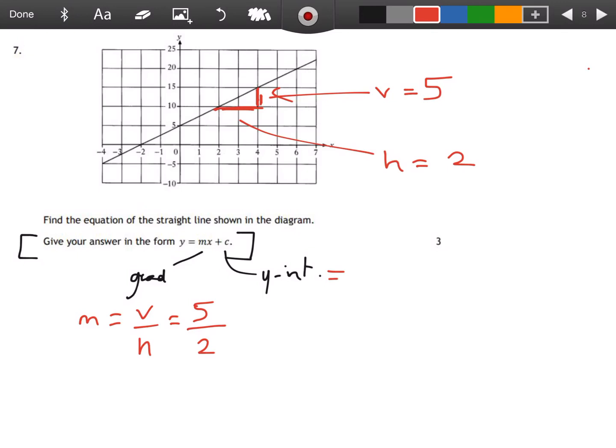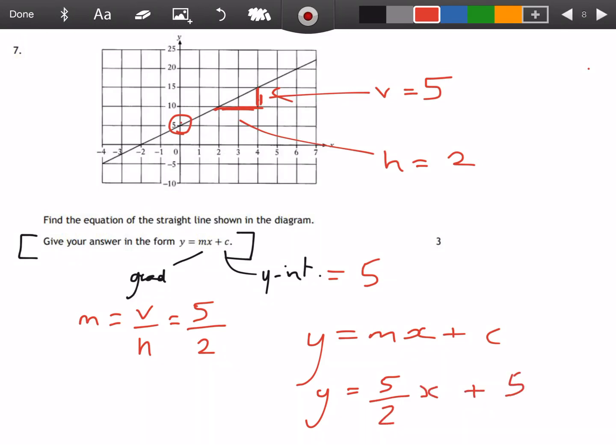And the y-intercept, we should be able to read it off the y-axis. Where does the line cross the y-axis? There it is, at the number 5. So the equation, y equals mx plus c, put in the right numbers in the right place: 5 over 2, or 2.5, it doesn't matter which way you write it, plus 5. Okay.